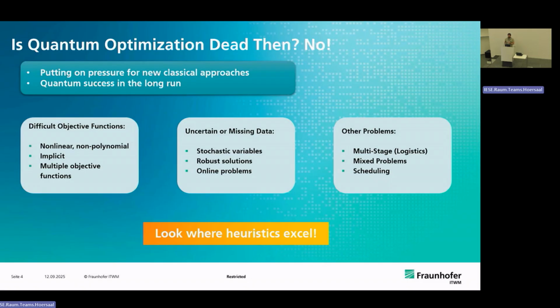Then you have other problems, for example, in logistics, where you have multi-stage problems, you have scheduling problems, where you have some mixture of those, and these are really hard. So there are special purpose solvers or algorithms for these, but they are way off the pace, for example, for TSP or stuff that Gurobi is designed at. And so my idea is, if you want to have quantum advantage or quantum utility really fast, you have to look where the heuristics excel. And these are some of these problems here.